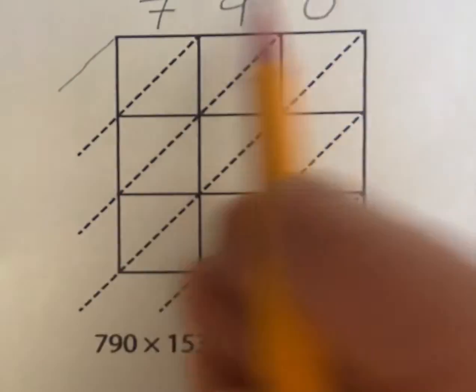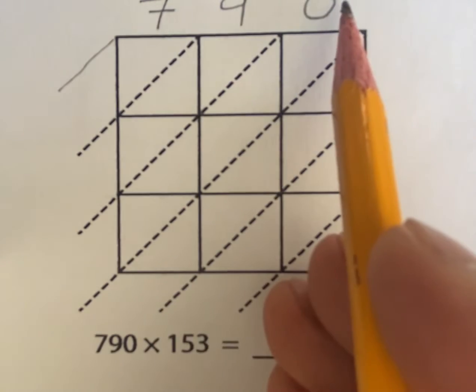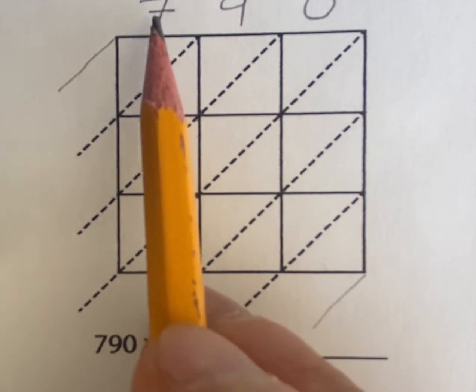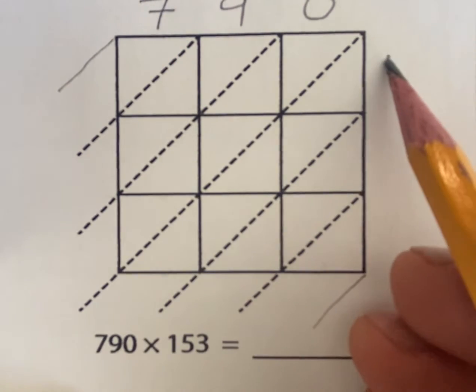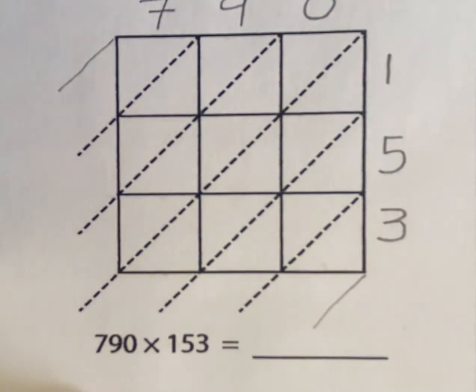790. Again, it makes no difference whether we do it this way or the other way, meaning we can do 790 on the top, 153 on the side, or we can swap them because in multiplication the order doesn't matter, and then we do 153 here. Of course, if we swap them, we should get the same answer, and that's a good exercise for the students.